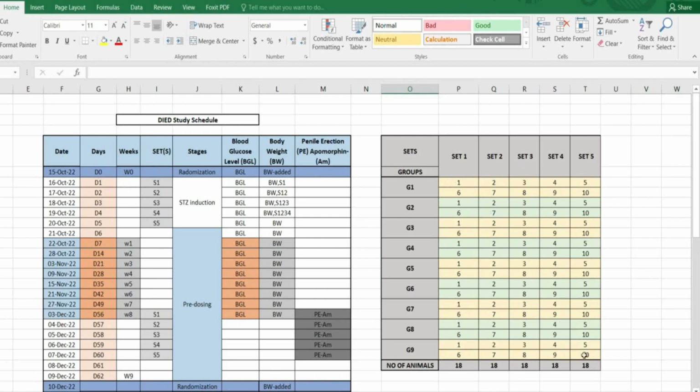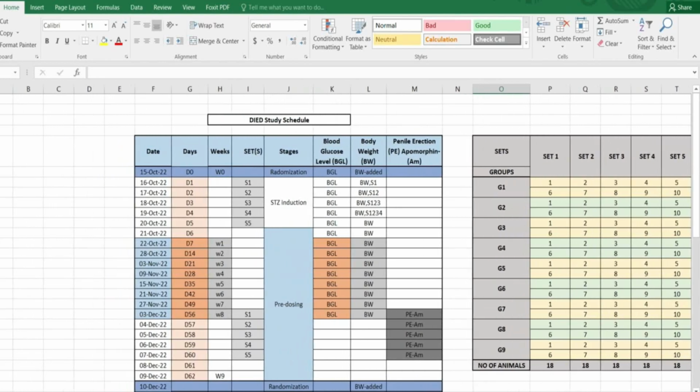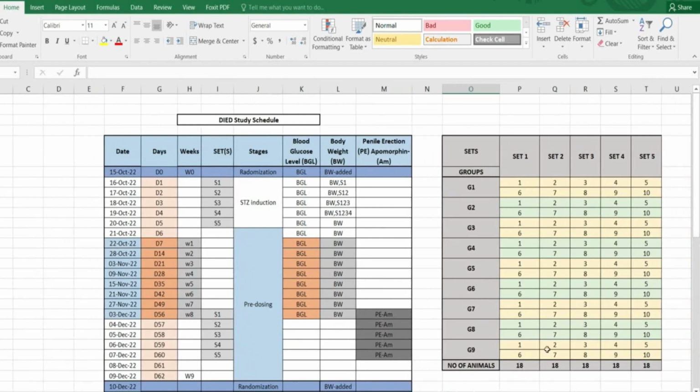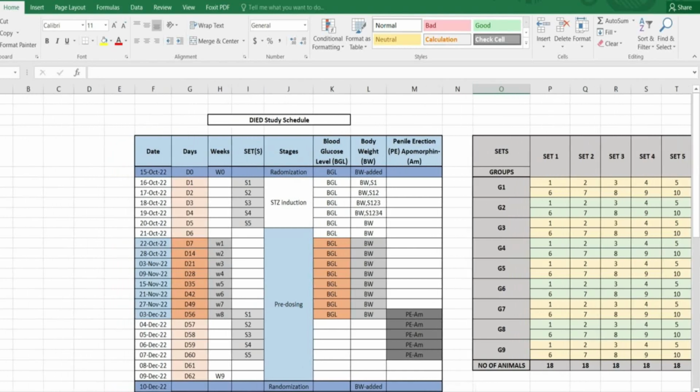Remember one more thing, dividing all the animals set wise is not that easy. You have to prepare a table. In that, group wise, you have to add an equal number of animals in each set, and one by one you have to add the animals in the table, so that you can easily make the set wise arrangement. Otherwise it is sometimes a little tricky. Here you can find an equal number of animals in each set.